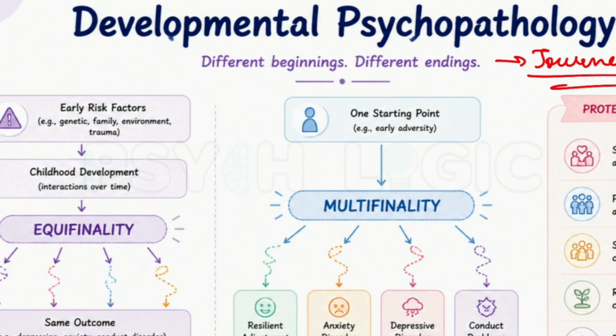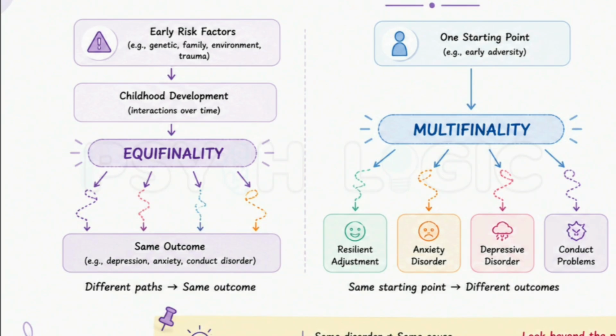Let's talk about early risk factors, starting from the beginning. Every child is born into a different environment. Some children may have some kind of genetic vulnerability. Others may experience a difficult family environment, trauma, neglect, chronic stress, known as early risk factors. Now, here's something important. Having a risk factor does not guarantee that a child will develop a mental disorder. It simply increases the probability. Think of risk factors as loading the gun, which does not necessarily pull the trigger.